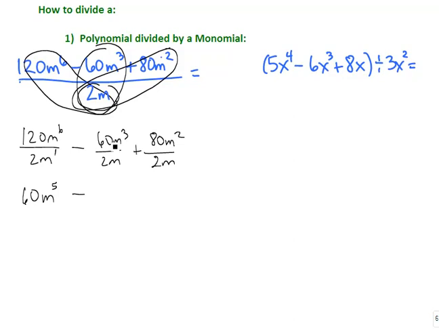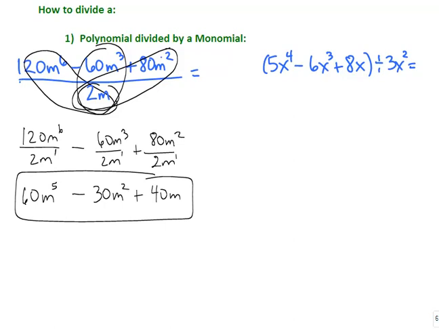For our middle term, 60 divided by 2 gives you 30, and m cubed over m to the 1st, 3 minus 1 is 2, so this is an m squared. And on the end, 80 divided by 2 is 40, m squared over m becomes m to the 2 minus 1, or just m to the 1st. So here's our solution.